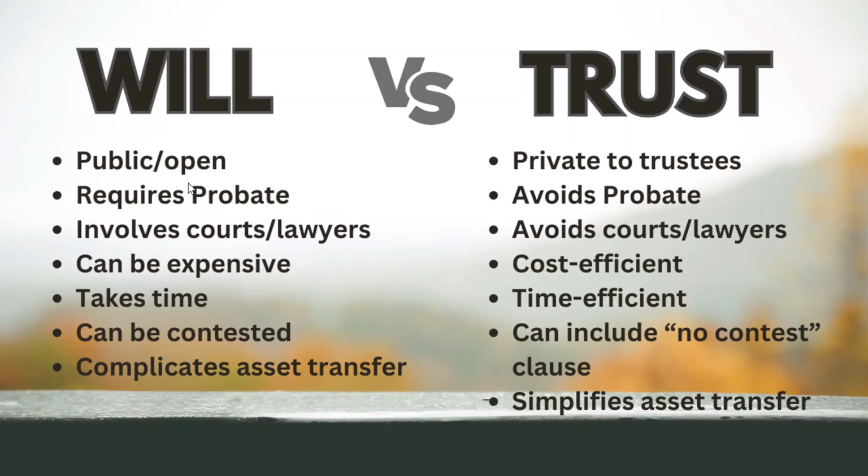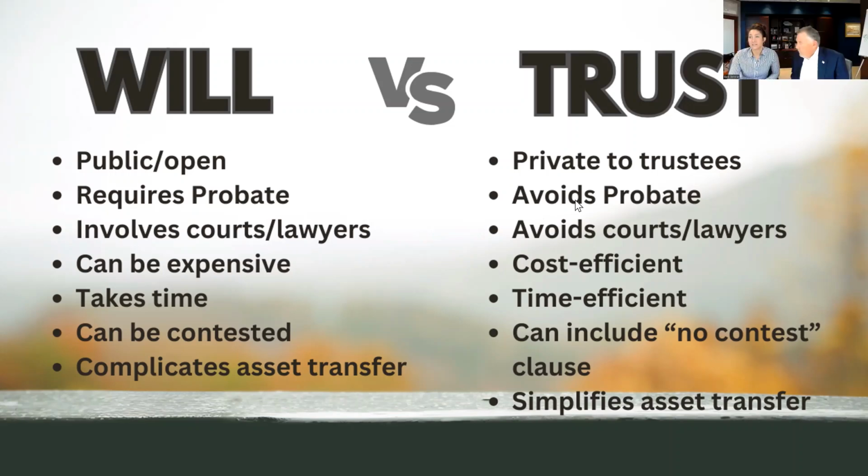A will is public record. A trust is private to the trustees and successor trustees. A will requires probate and involves courts and lawyers. And a trust can completely avoid probate and avoids courts and lawyers. A will can be expensive and takes a lot of time to go through the probate process. A trust is cost efficient and time efficient for your beneficiaries.